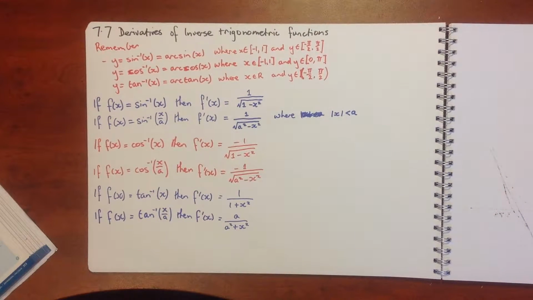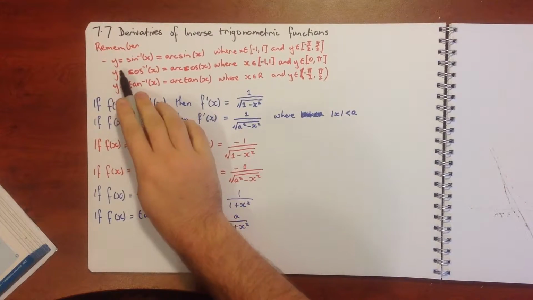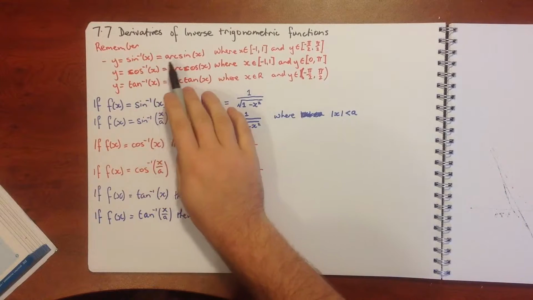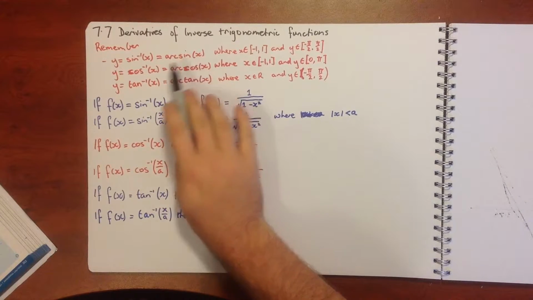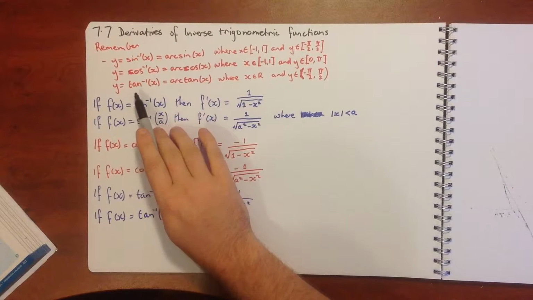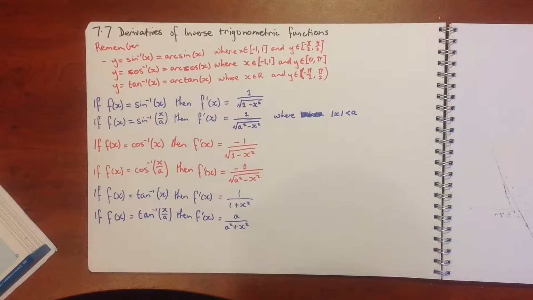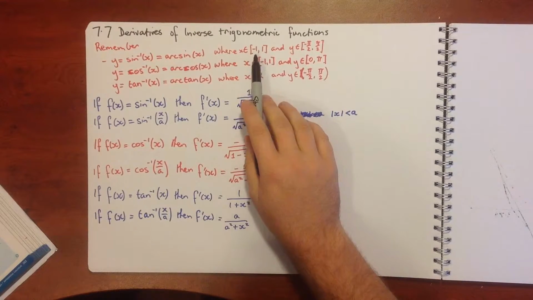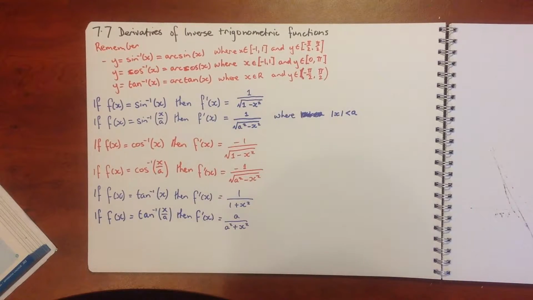Hey, in this tutorial we're looking at section 7.7 on derivatives of inverse trigonometric functions. Okay, so just a bit of terminology that we've got to remember, that we may or may not have seen before: y equals inverse sine of x is the same as arc sine of x, inverse cos of x is the same as arc cos of x, and inverse tan of x is the same as arc tan of x. And for these we've got our domains and our ranges stated as well.